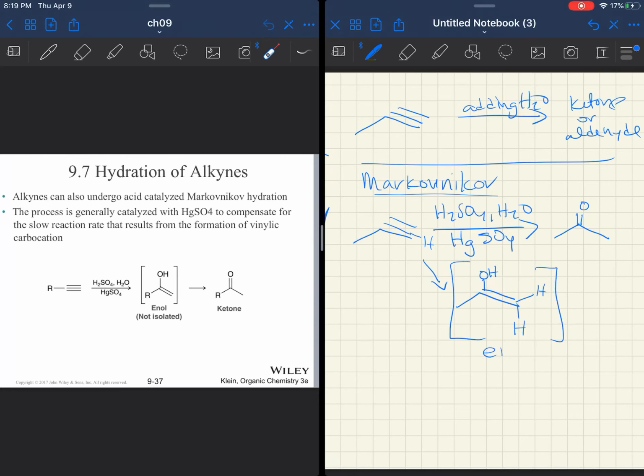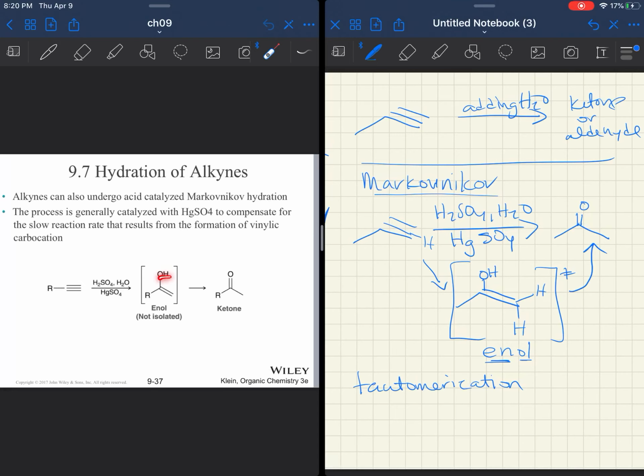So what you might initially think of is, okay, alcohol to the more substituted side, right? If there's a hydrogen here, hydrogen to the less substituted side. This is called an enol, right? Because you have a double bond with an alcohol on it. This is not stable. You can't isolate it. It is going to rearrange itself into a ketone. This is called tautomerization.